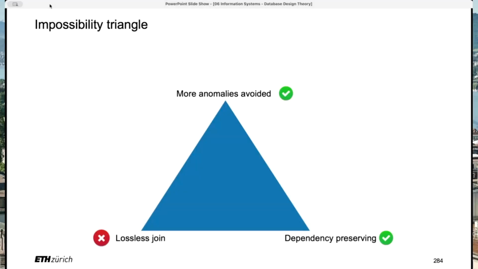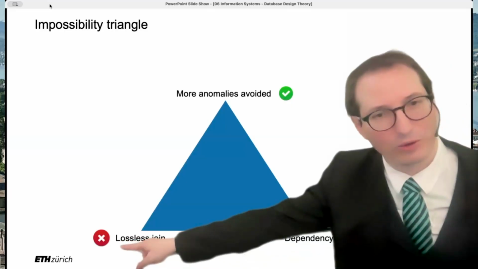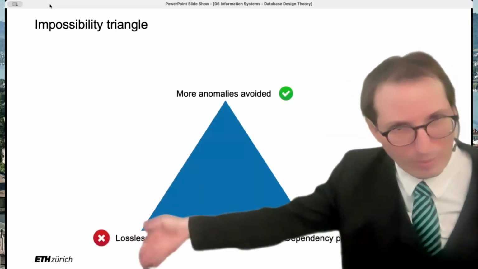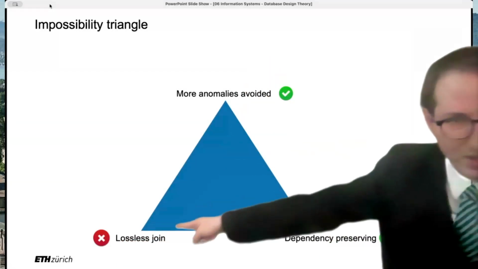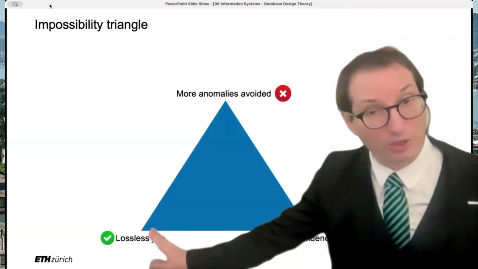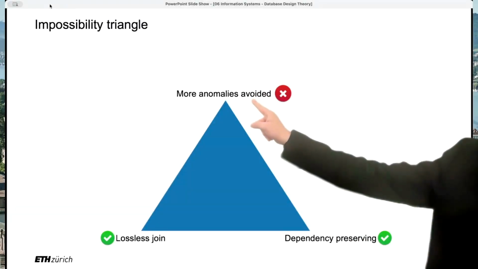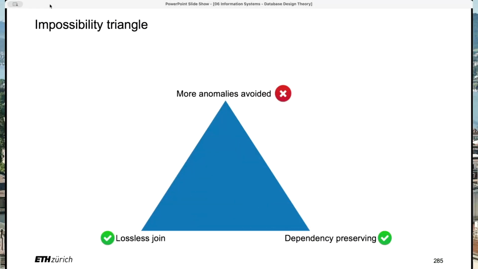So it's an impossibility triangle. There are other normal forms. There are cases where you might not be lossless. So that's the trade-off that I told you about. Here you wouldn't lose anything, but the join is not perfect. And finally, you can be lossless and preserve the dependencies, but then you might not avoid all anomalies, right? So it's difficult to have everything at the same time. Just to tell you that you will not get a perfect set of tables. All right.